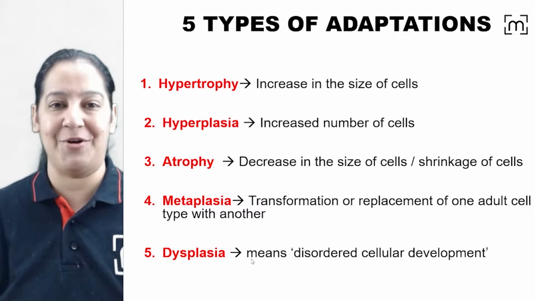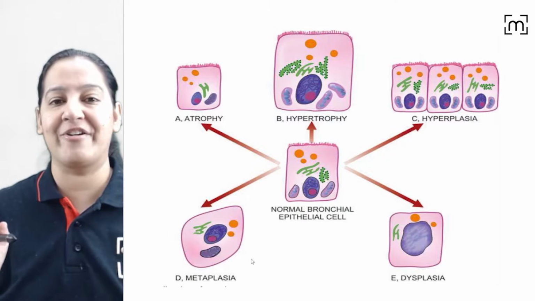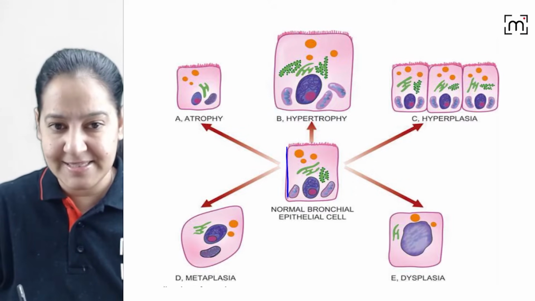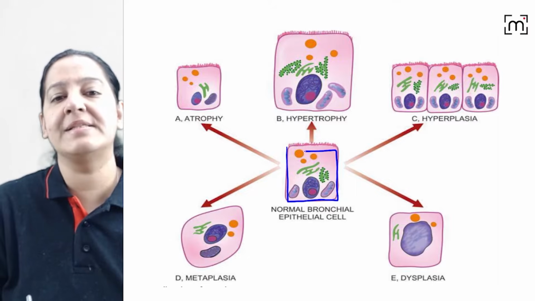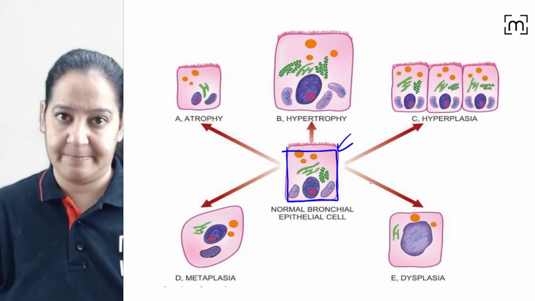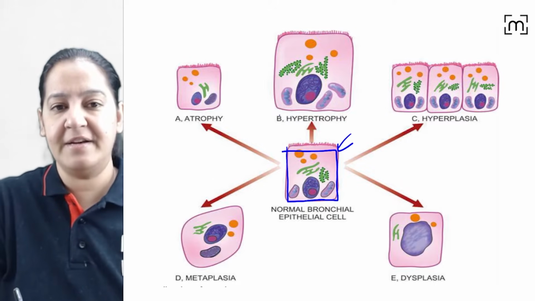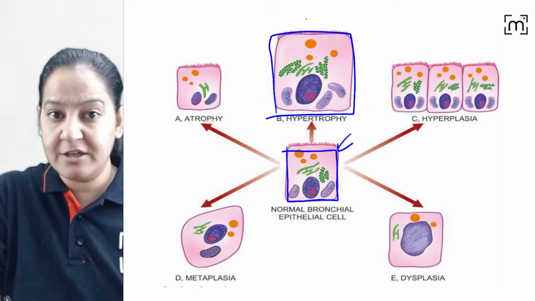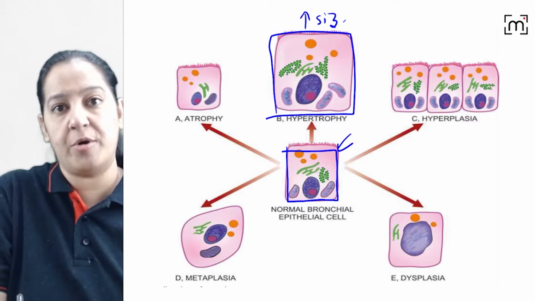There are 5 types of adaptations. Let's have a look at this diagram, the beautiful diagram showing the 5 types of adaptation. Can you see in the center a cell is shown? This is a normal cell. Can you see? This is a normal cell. Now when the cell is undergoing stress, right? The first thing that can happen, it can increase in size. See this cell, compare the 2 cells. This cell is increased in size as compared to the normal cell.